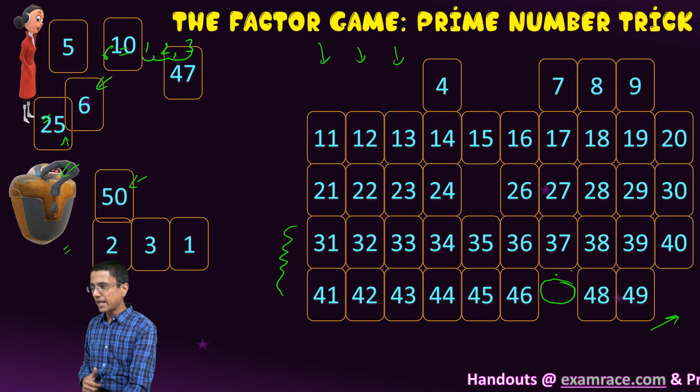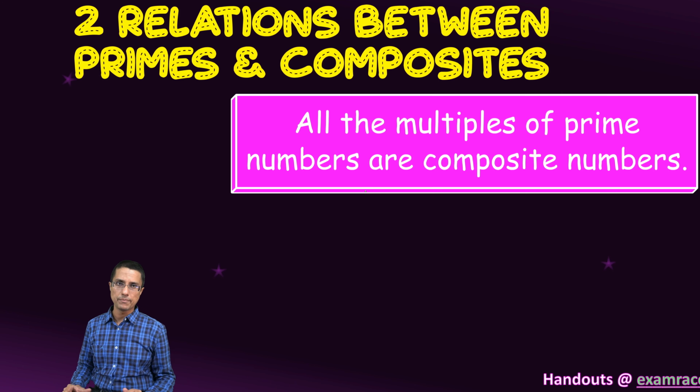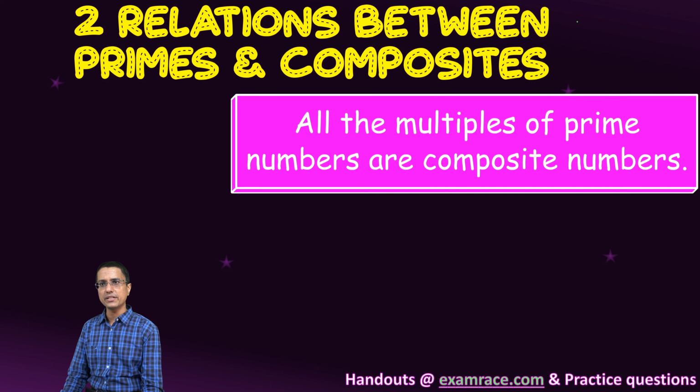The first concept is that all the multiples of prime numbers are composite numbers, which is correct, right? Let's take any two prime numbers, 2 and 3, or let's take 2 and 2. If I write down their products, for example 6 and 4, then because 6 was formed by multiplication of two prime numbers, it would definitely have factors other than 1 and 6, and it would definitely be a composite. Similarly, 4 was formed by multiplication of two prime numbers, 2 and 2.